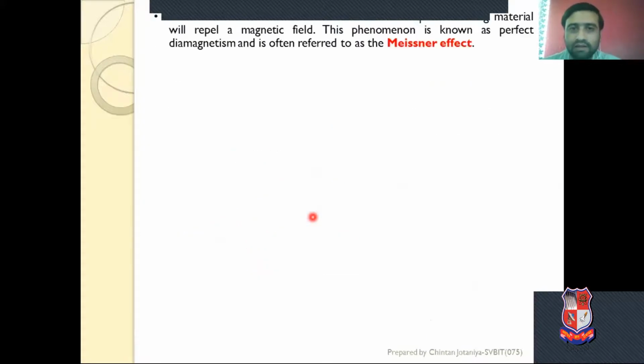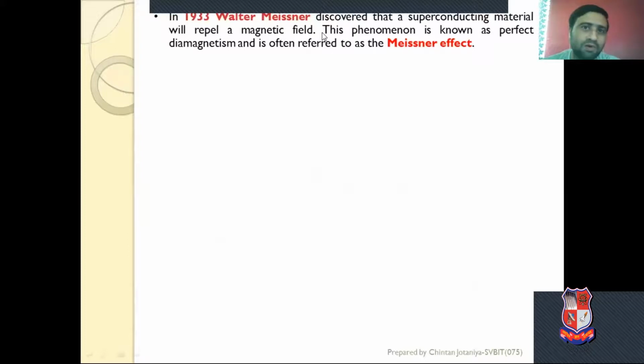So doing that, we can see here, in 1933 again the discovery is going on. After his discovery of superconductors, the discovery continues in the field. In 1933, Walter Meissner discovered that superconducting materials repel all magnetic field lines. This phenomenon is called the Meissner effect, based on his name.